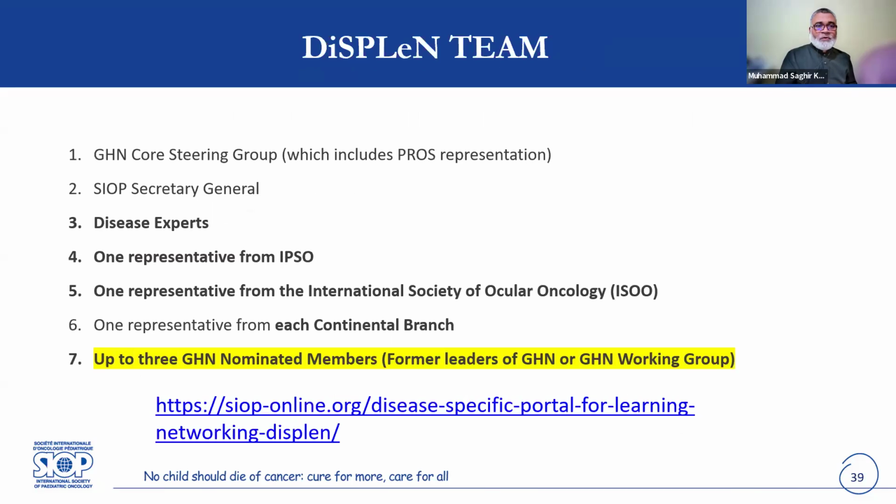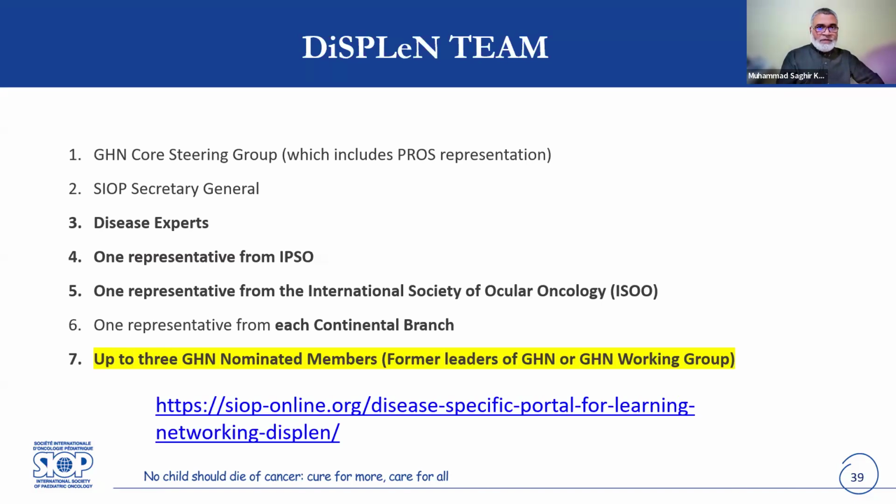This plan team includes the SIOP GHN steering group, which includes PROS representation. It's basically based on volunteers who agreed to contribute. It already includes Bilal and Gabby and a couple more people. Then we have the SIOP General Secretary, Regine, who is very generous, of course, and is part of it. And disease experts: so far we have two, one on neuro-oncology, Noreen Mushtaq from Pakistan, and the other on Wilms tumor, from Israel. Both are very famous in their disciplines.